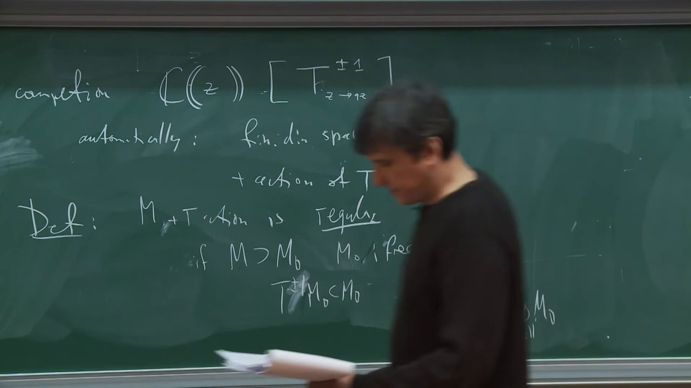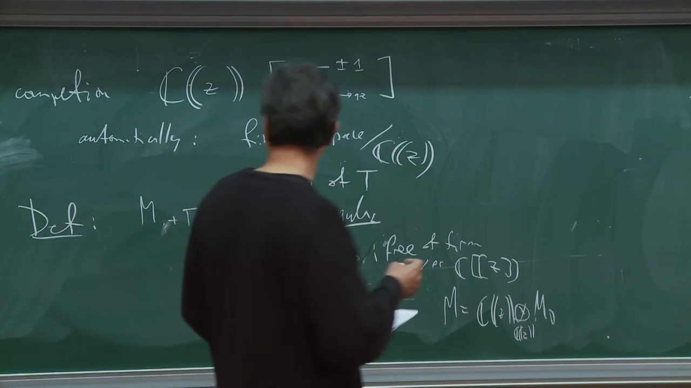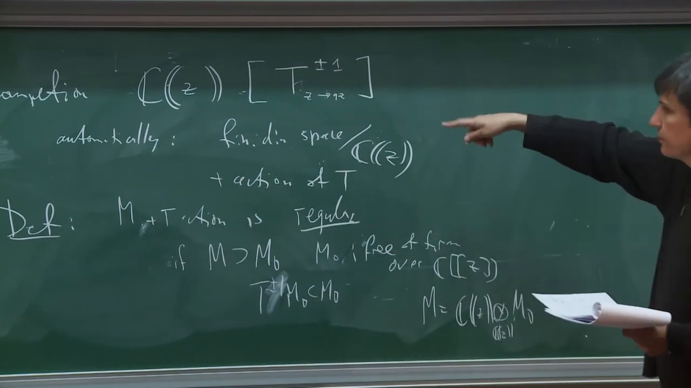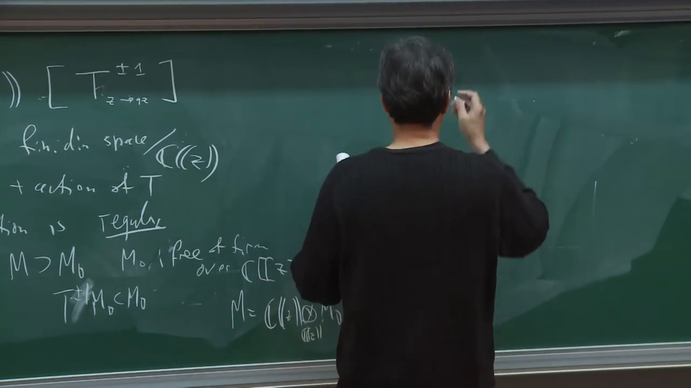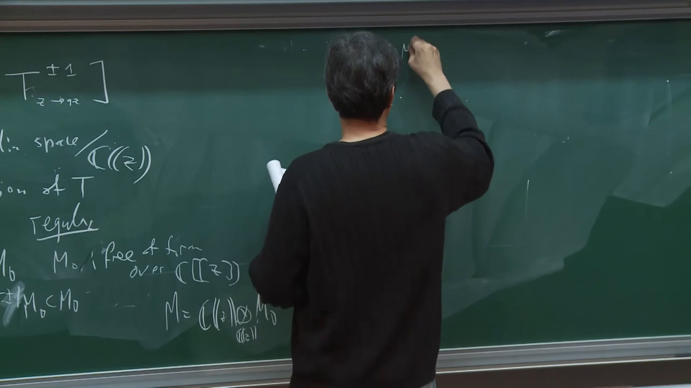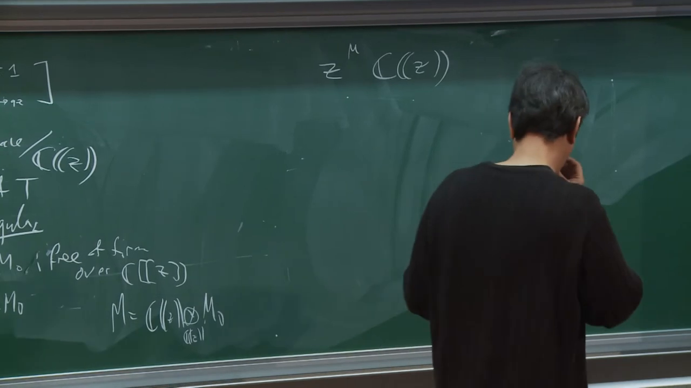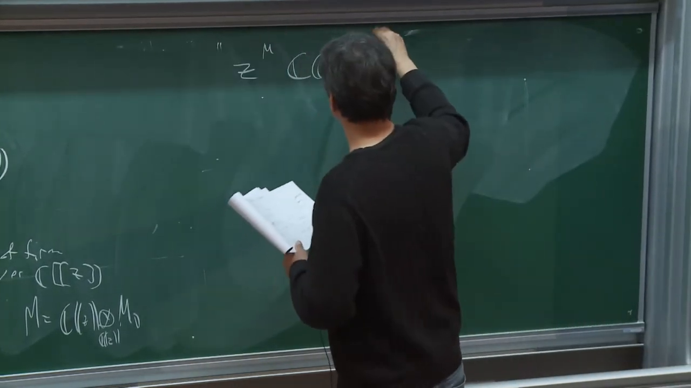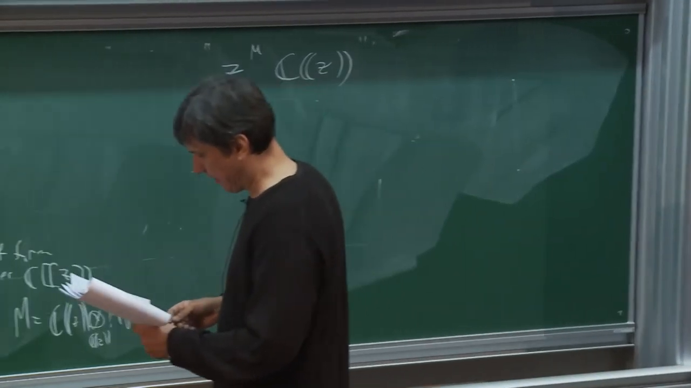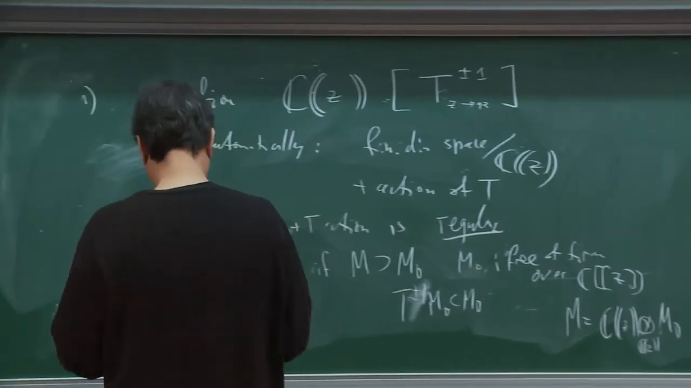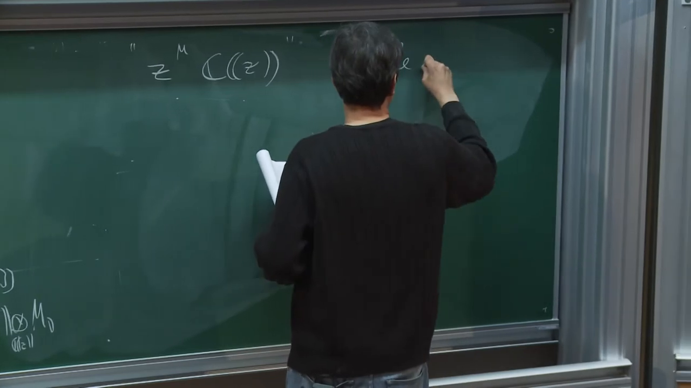Now, such guys are parallel to usual D-modules, and the classification of regular difference modules is similar. You can take, for example, z to the power mu times C of z. Kind of morally, you can take this guy, and it will be a simple regular module.